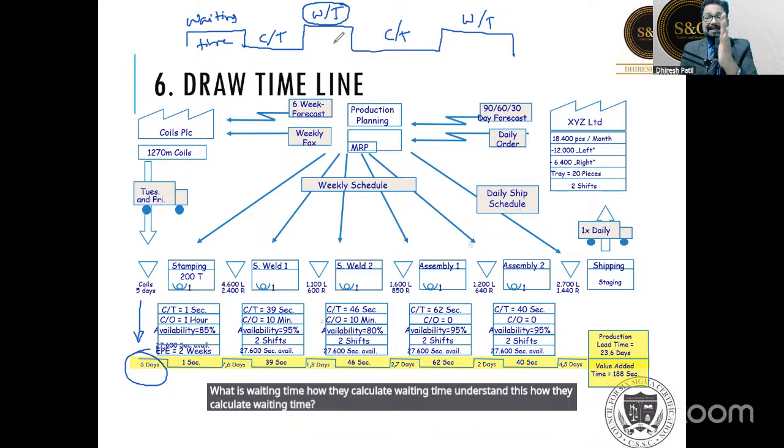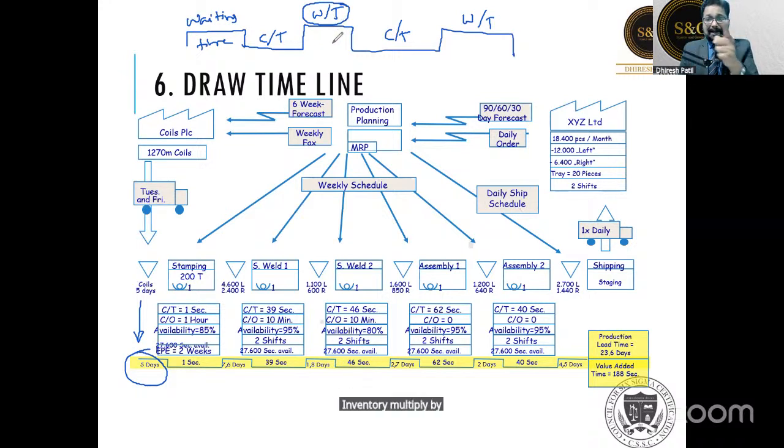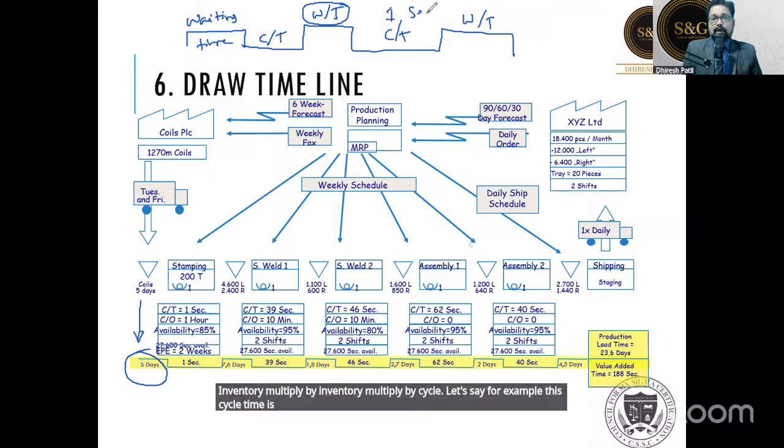Inventory multiplied by cycle time. Let's say, for example, this cycle time is 1 second, and we have 100 material as inventory. So the waiting time will be 100 seconds. Inventory multiplied by cycle time is called waiting time. This is how the ladder is calculated.